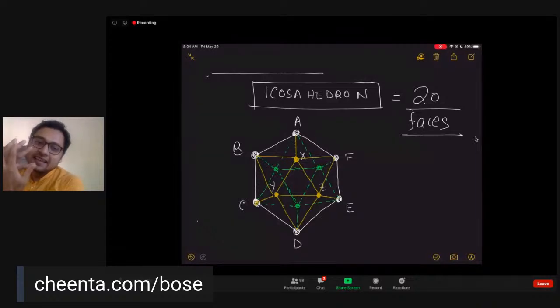The green thing is at the back, and the yellow stuff is at the front. Okay, so can all of you see what we have done? This is a very fast way to draw the icosahedron.